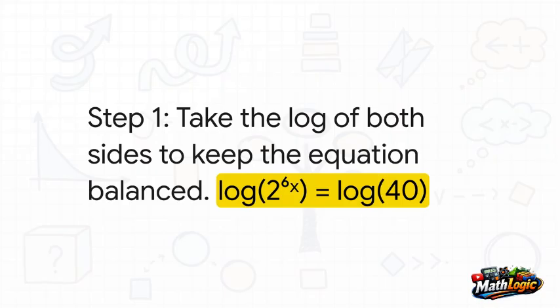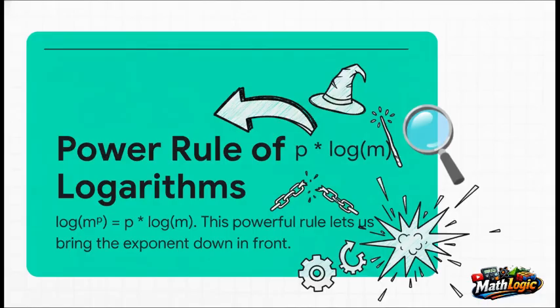So let's use our new key. You know the golden rule of algebra, right? Whatever you do to one side of the equation, you have to do to the other to keep things fair and balanced. So we're going to take the logarithm of both sides. Now, you might be asking, okay, but why did we do that? Well, it's because of this amazing trick right here, the power rule of logarithms. This rule is like magic.